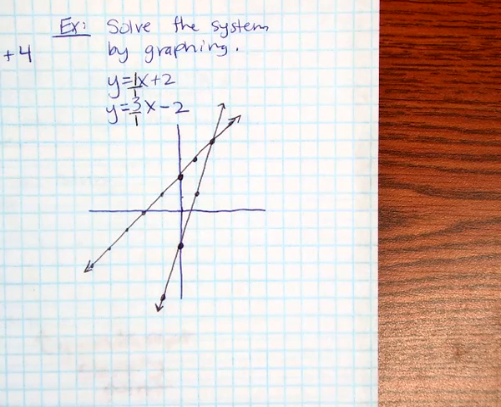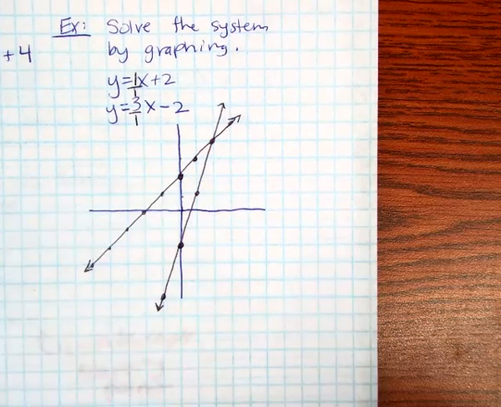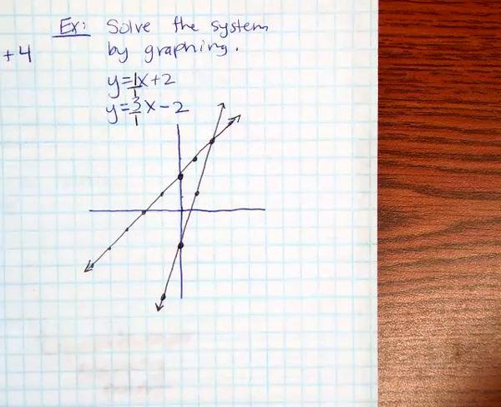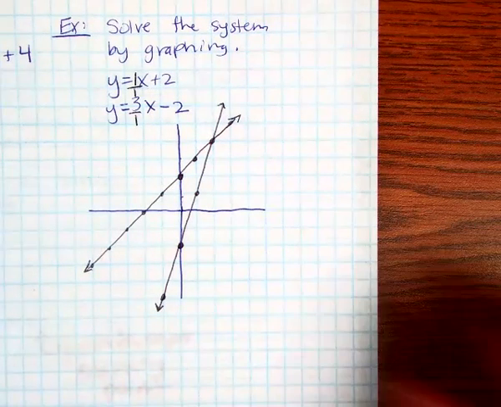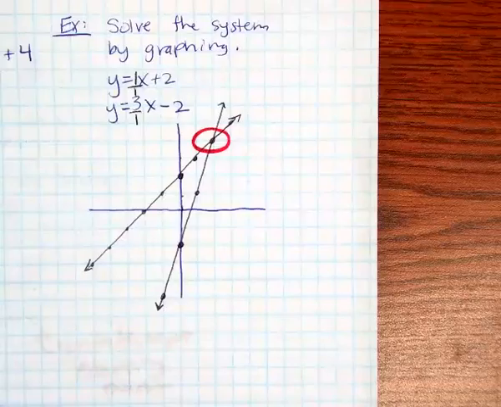Anise? They meet at that point. They meet. Someone give me a better word than meet, but that is correct. Brenna? They intersect. Some people just say cross, but yes, they intersect right here at this point. That point, the point of intersection, is the solution. That's exactly what we're looking for.